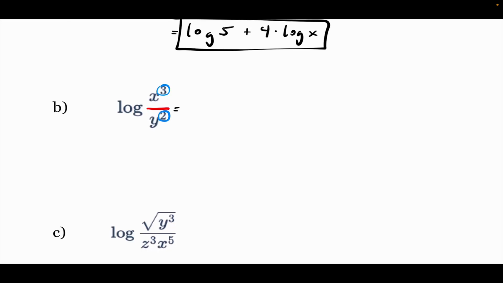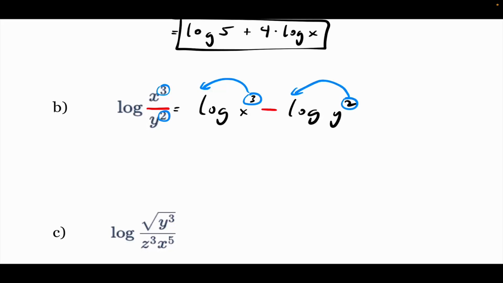So the first thing I'm going to do is split them up. So right now they're here. Split them up using subtraction. I use subtraction because there was division. Division and subtraction go together. Last thing, powers. They each have a power, so they go in the front.